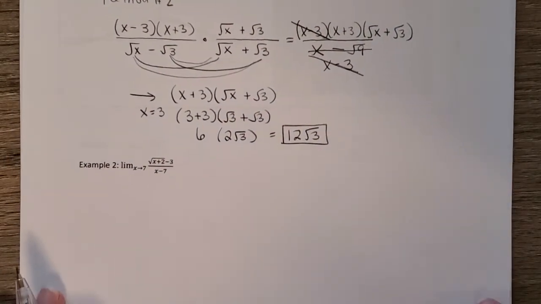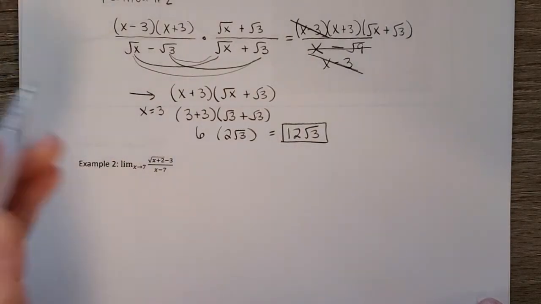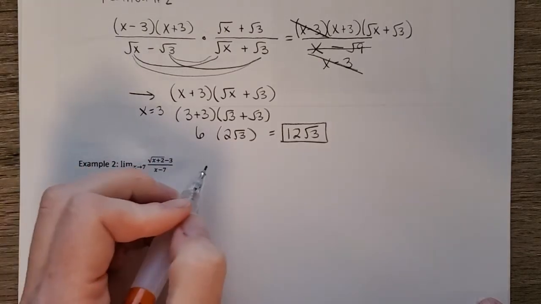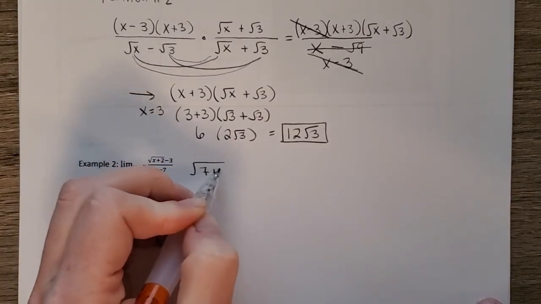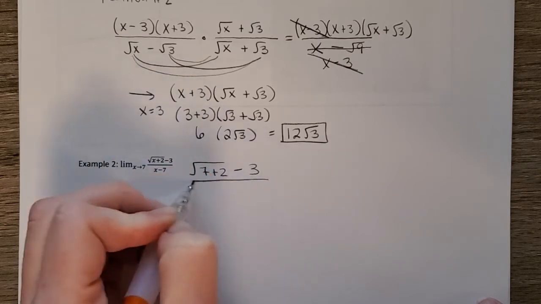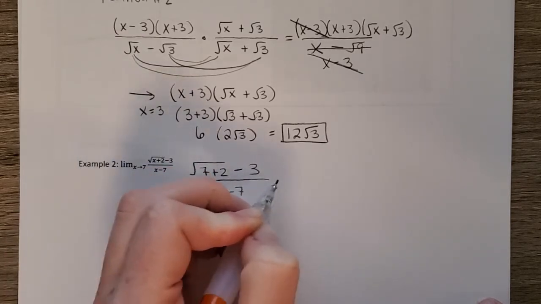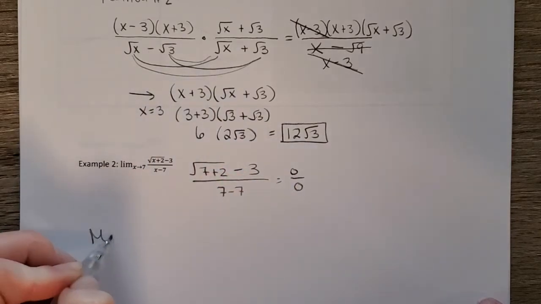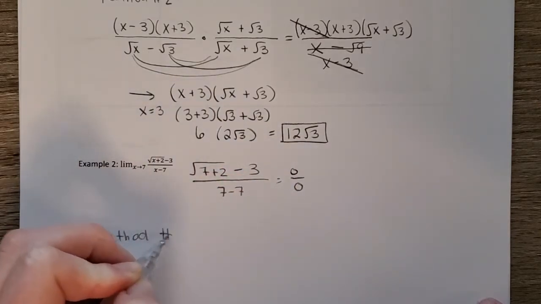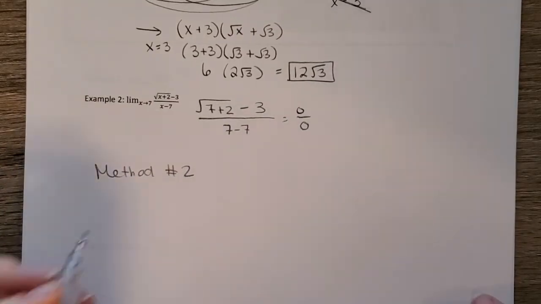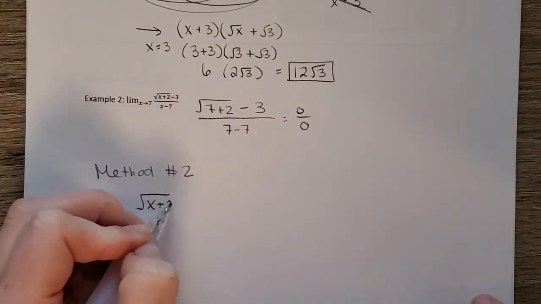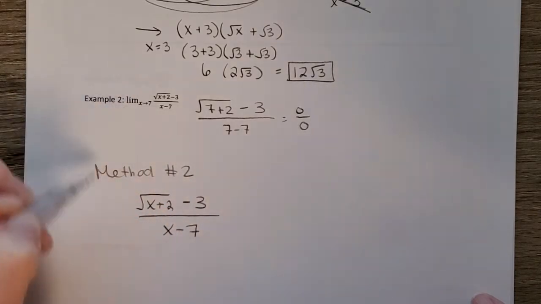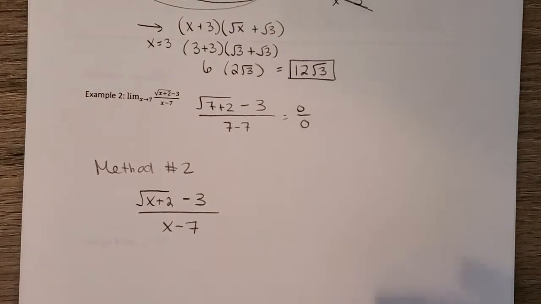So now let's look at the next one. Similar idea. If we plug in 7, oops, sorry, my highlighter just rolled. If we plug in 7, we get 7 plus 2, square root of 9 is 3, minus 3 is 0, over 7 minus 7, which is 0. So we go to method 2. Now we write down our radical, square root of x plus 2 minus 3 over x minus 7. And again, if we plug in the 7, we're going to have 0 in our denominator. So we've got to work this problem out.